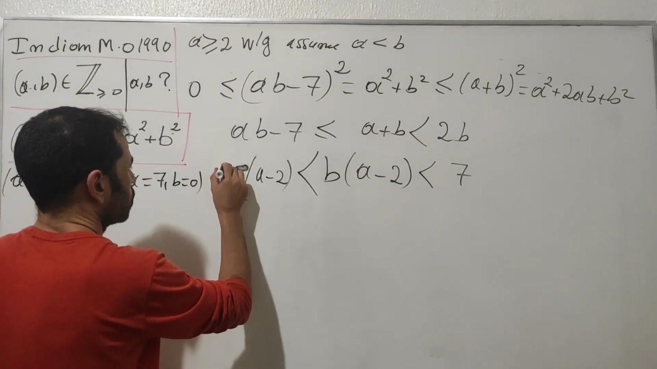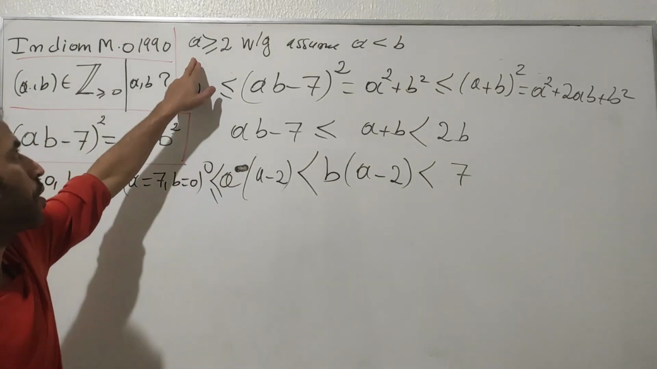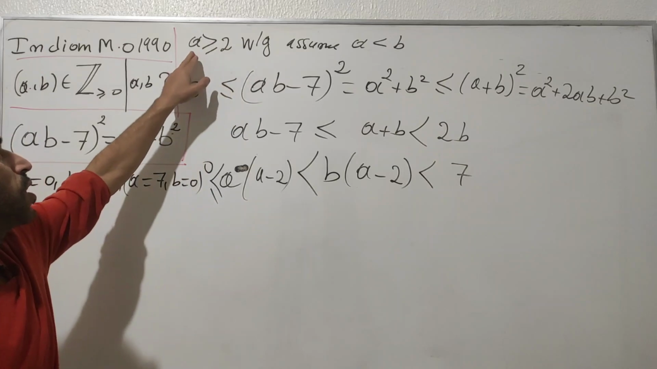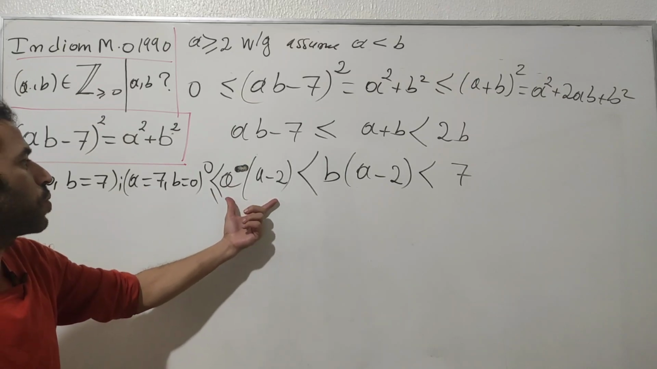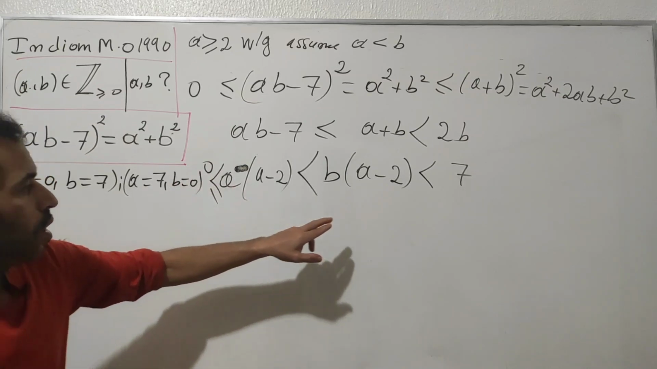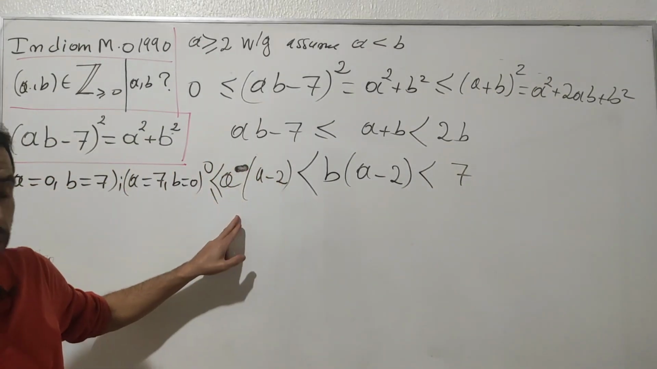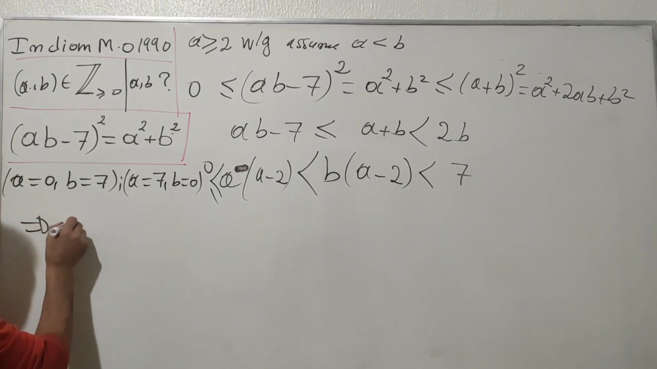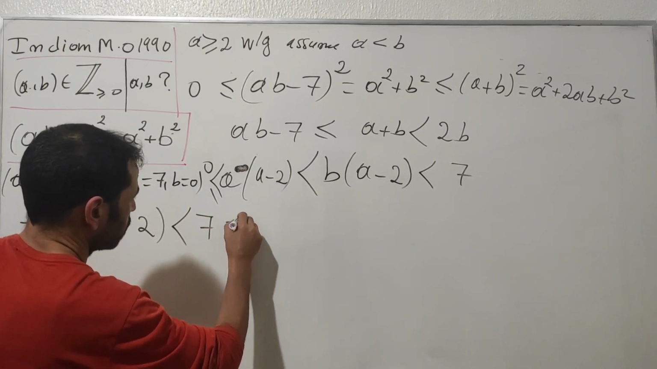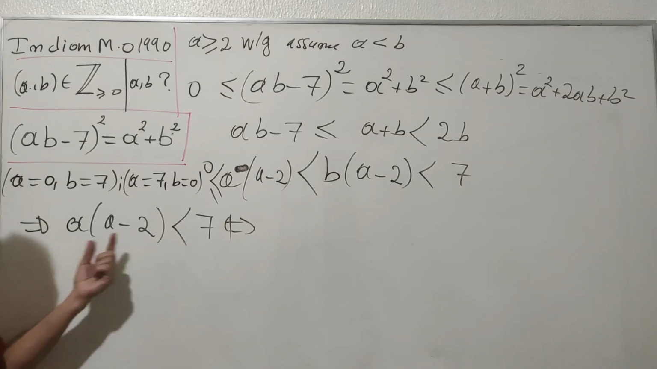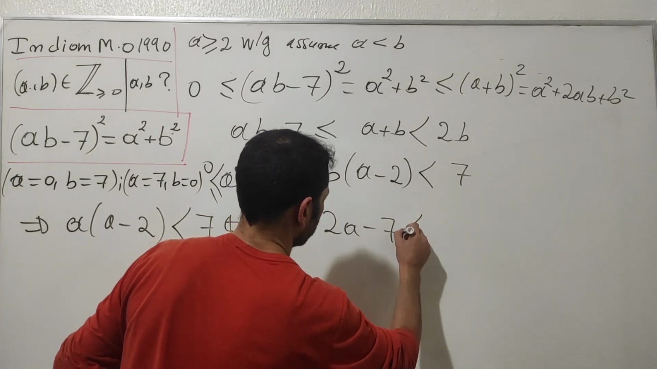Also, don't forget this is always positive, because a is greater than or equal to 2. If I take 2 to the left, I get a minus 2 greater than or equal to 0, which is true. Then multiplying by a, this product must be positive. So now I bring this number 7 to the left and solve the quadratic inequality. I get a times (a minus 2) is strictly less than 7, so a squared minus 2a minus 7 is strictly less than 0.